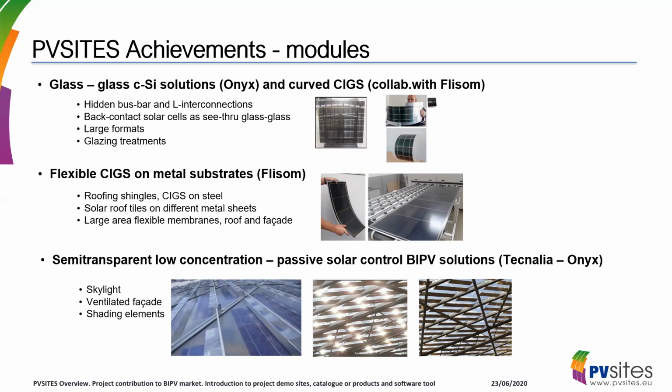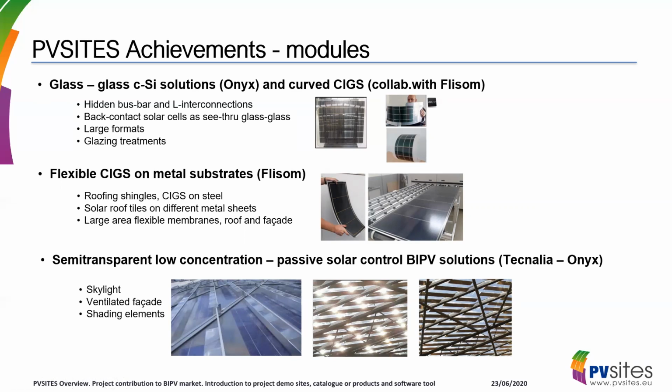In CIS on metal substrates, these solutions were developed by Plisson, and they have developed different roofing shingles, so CIS on steel and roof tiles on different metal sheets, as you will see later on, and large area flexible membranes for roof and facades.